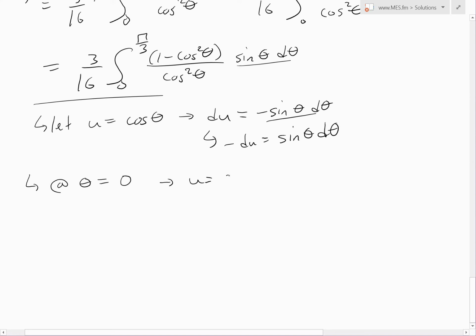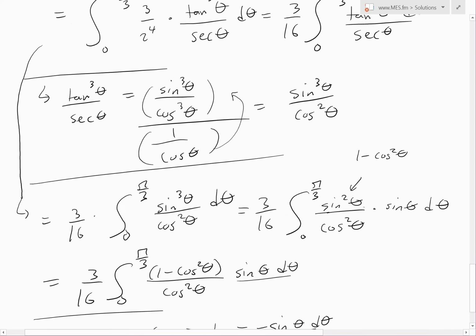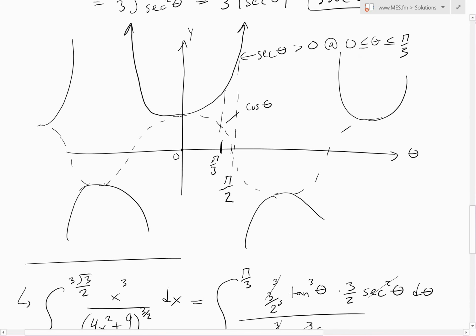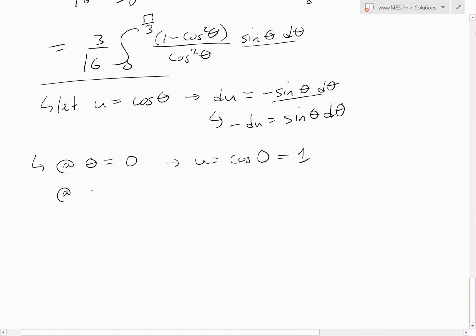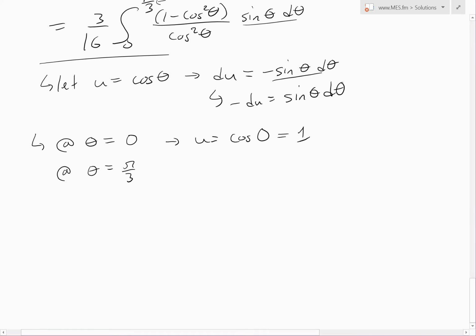If we do that, at theta equal to 0, we have u equals cosine 0, which equals 1. You can see that on the graph here, that's just cosine right there. And now at theta equal to pi over 3, which is the outer limit there, u is equal to cosine pi over 3.